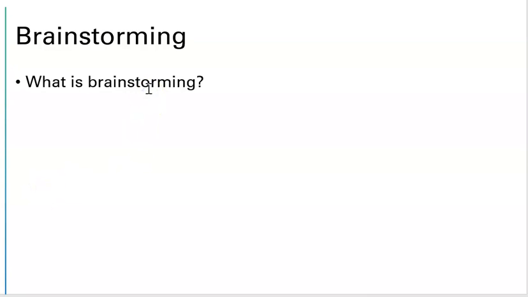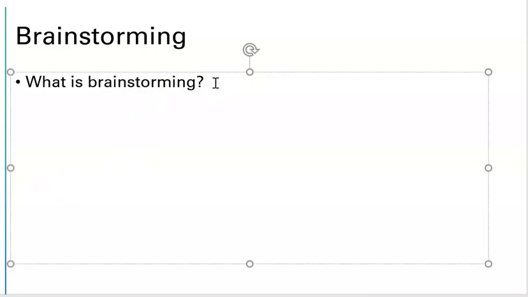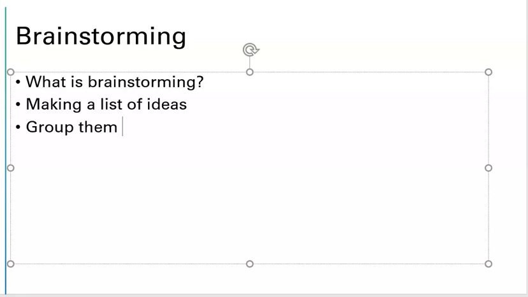Okay, now the second strategy that we're going to learn today is brainstorming. So what is brainstorming? Brainstorming is making a list of ideas, and then once you have the list of ideas ready, you try to group them and then label them. Okay, so this is what brainstorming is. Now let's look at an example.